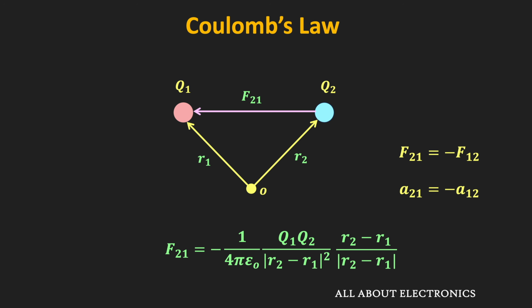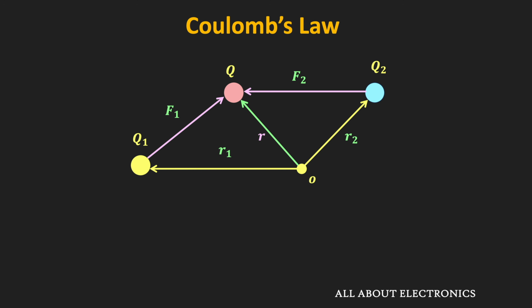So we can say that the Coulomb's force is the mutual force between the two charges, and the force that is experienced by one charge due to the other charge will be of the same magnitude, but their directions will be opposite. So now, this Coulomb's law is also applicable when we have more than two charges. So for example, when we have three charges, then the force acting on one specific charge can be found using the principle of superposition.